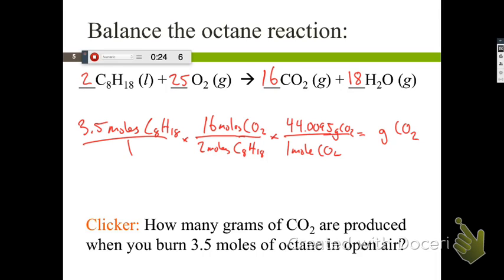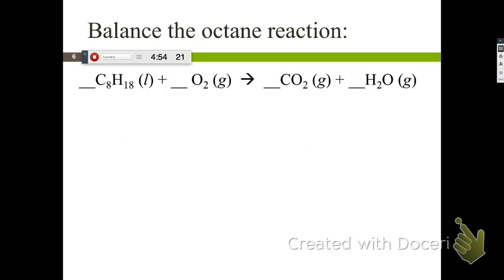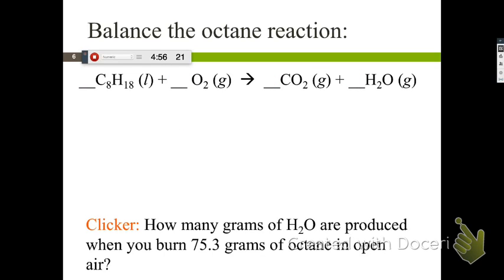All right, let's do the last question. The last question is based on the same balanced equation. And by the way, in the last one, what does it mean when I said it was in the open air? Why did I specify that? Definitely in excess of oxygen. We have plenty of oxygen. We're not going to run out of the oxygen at all.